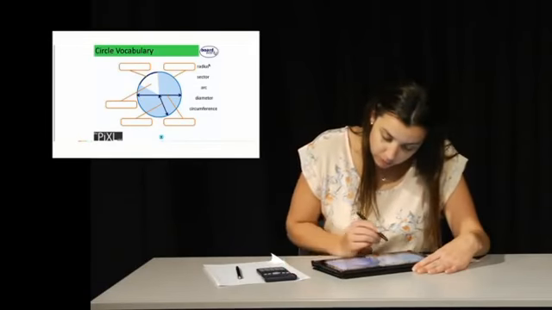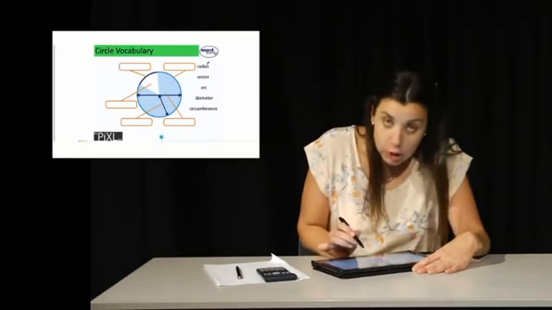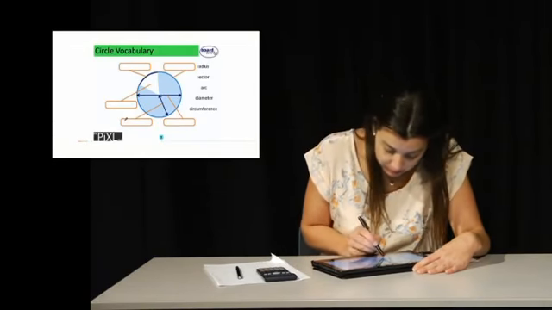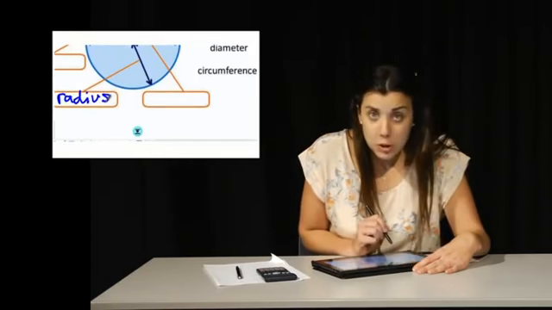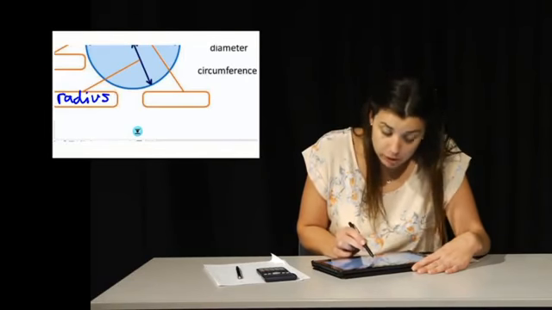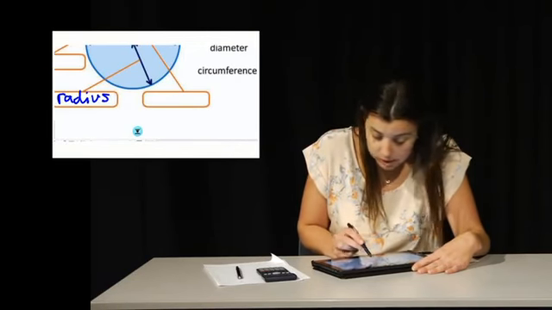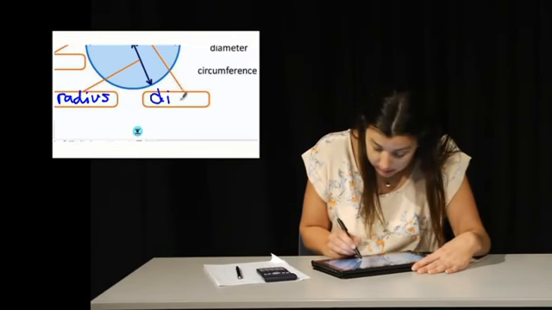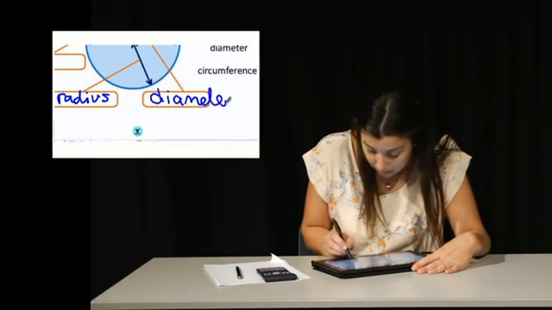Our first one, we can take radius. The radius goes from the centre of the circle to the circumference. So here is our radius. Let's look at the diameter next. The diameter goes through the centre of the circle from the circumference on one side to the circumference on the other side. So this here is our diameter.